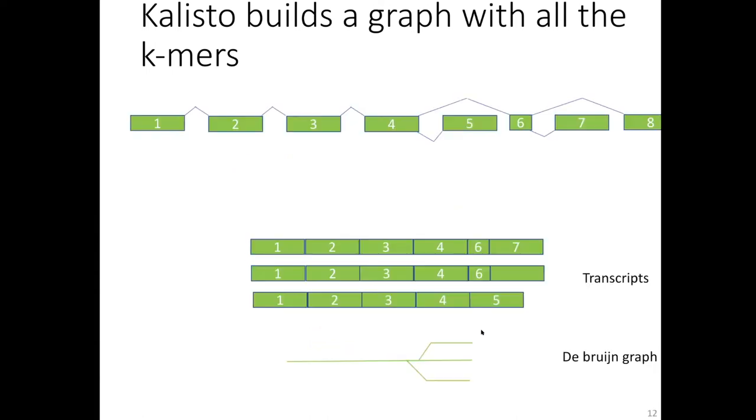And then we have the green gene, which is the most complicated one. It has 8 exons, and it has some skipping at the end here. So one of the transcripts is going to be 1, 2, 3, 4, 5. One of them is going to be 1, 2, 3, 4, 6, 8. And one of them is going to be 1, 2, 3, 4, 6, 7. And those are the ones described here.